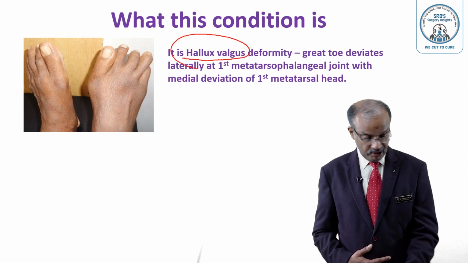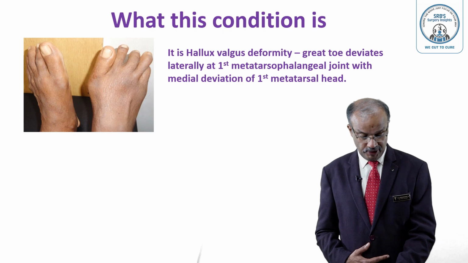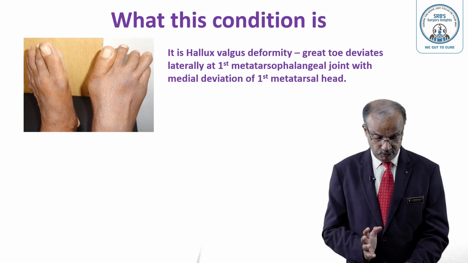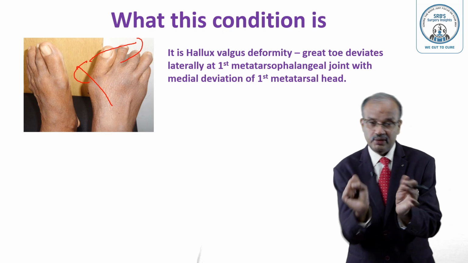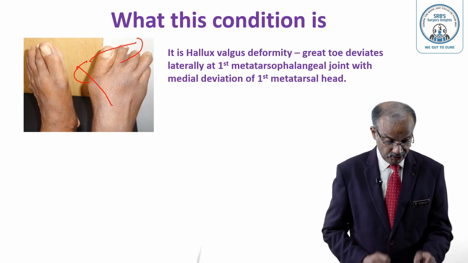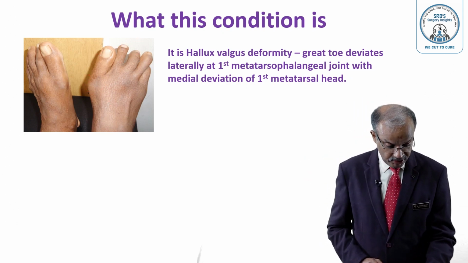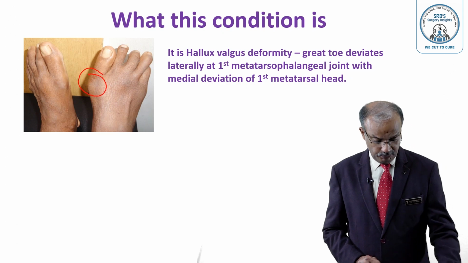Great toe deviates laterally at the first metatarsophalangeal joint with the medial deviation of the first metatarsal head. So head comes this side, toe goes this side. Head comes this side, toe goes the opposite side. So in the opposite direction, you can see the prominent head here. So it's very typical.